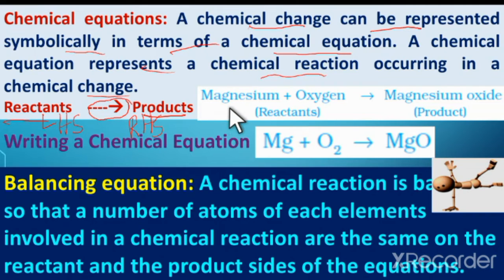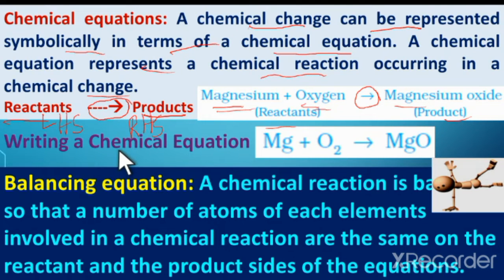For example, you can see here magnesium reacting with oxygen to form magnesium oxide. In this reaction, magnesium and oxygen are the reactants, whereas magnesium oxide is the product. Between the reactants and products, there will be an arrow mark, which indicates the direction of the chemical change. This way we can write chemical equations.